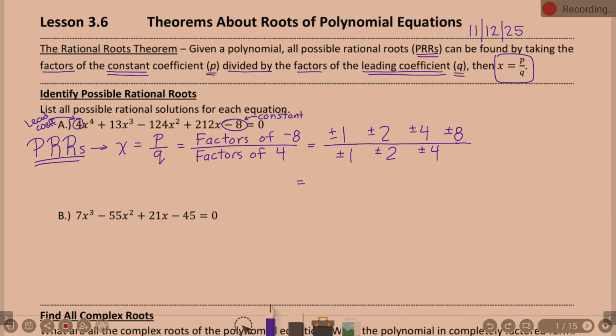What is 1 over 1? 1. So I'm going to say plus or minus 1. 2 over 1. What is 2 over 1? So plus or minus 2. 4 over 1 is 4. Plus or minus 4. What about 8 over 1?